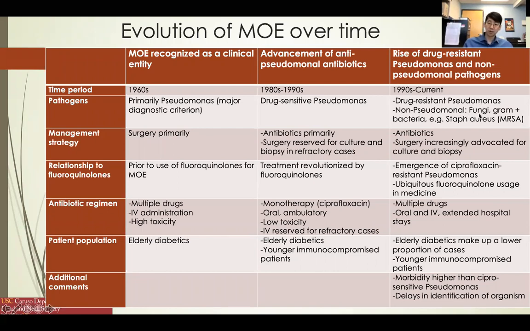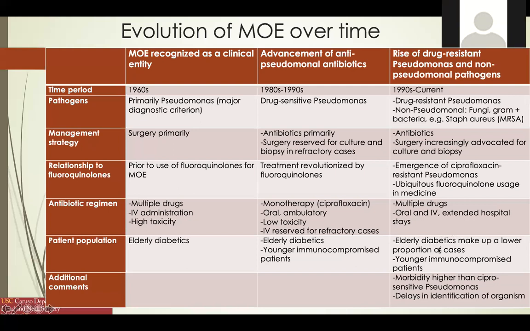We're seeing non-pseudomonal pathogens like fungi, MRSA, and surgery is being increasingly advocated for culture and biopsy to identify these. We are seeing Cipro resistance probably because of the just ubiquitous use of fluoroquinolones in medicine as a field. Now we're kind of swinging back to the need for multiple drugs, possibly IV, and more extended hospital stays. And these elderly diabetic patients are making up less of the proportion. In general, the morbidity is higher than your Cipro-sensitive Pseudomonas, possibly due to the delay in identification.